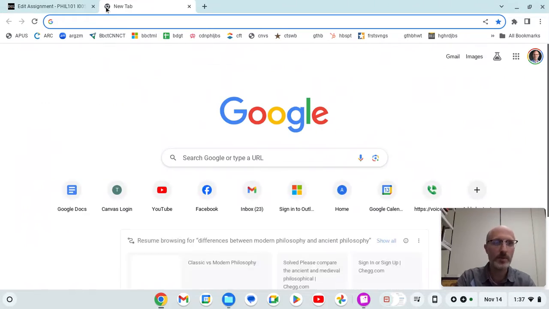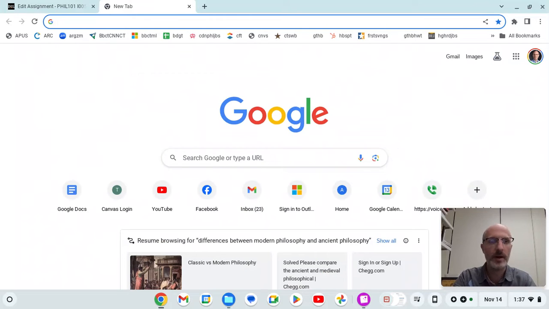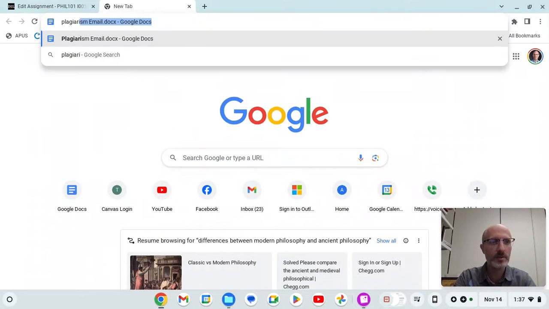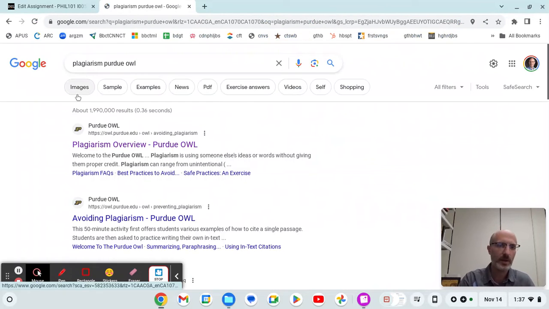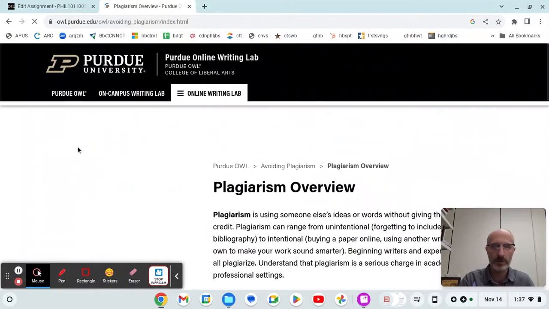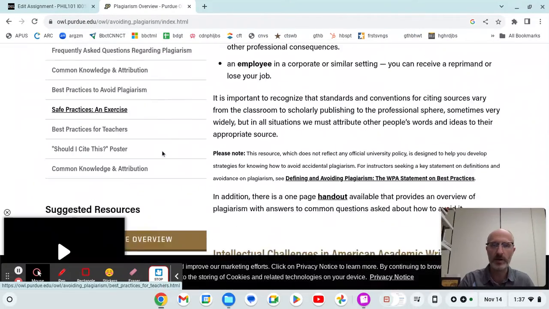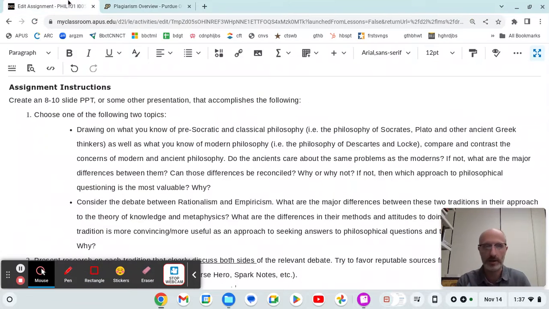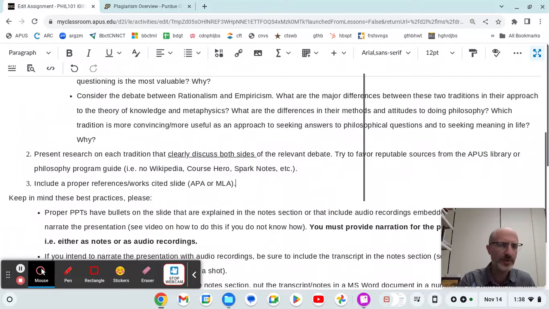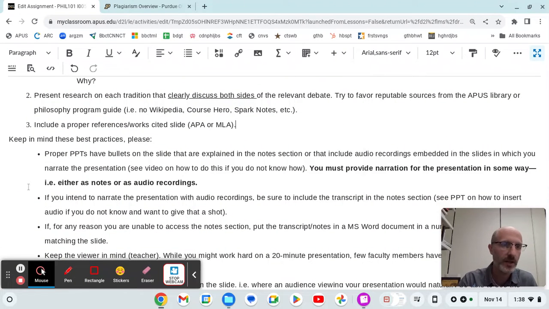There are lots of resources on plagiarism. Let's see, I guess there's none in this assignment. Well, here's one thing I would recommend. Google plagiarism, Purdue OWL. And this gives you an overview. Okay, this is quite good. I recommend this overview if you're not familiar. Plagiarizing can seriously hurt your grade, and you can plagiarize even if you don't intend to.